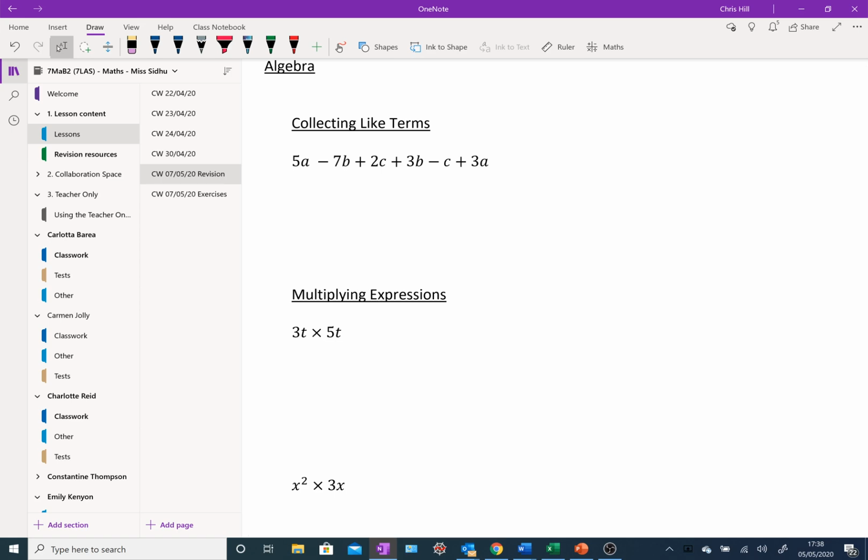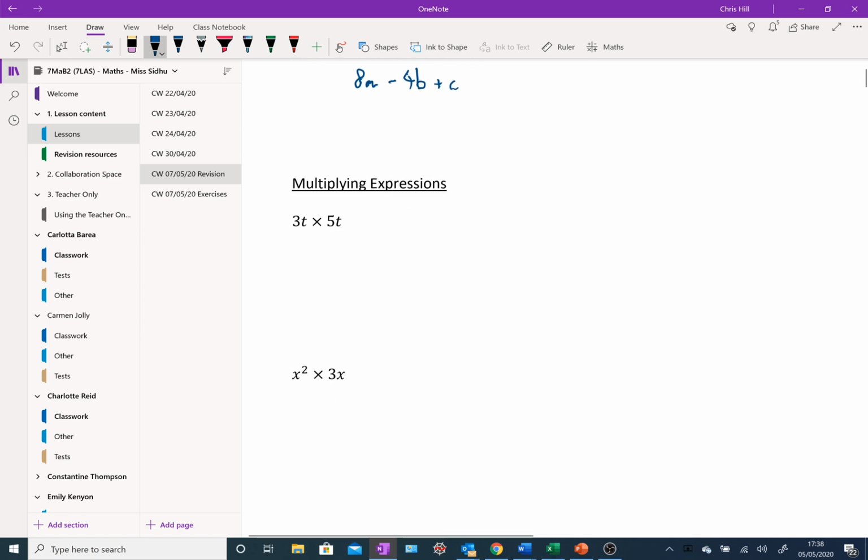So we can gather together terms that are the same, have the same number of unknowns in them. So 5a and 3a we can gather together into 8a. Minus 7b plus 3b, that will become minus 4b. And 2c minus c is just plus c.